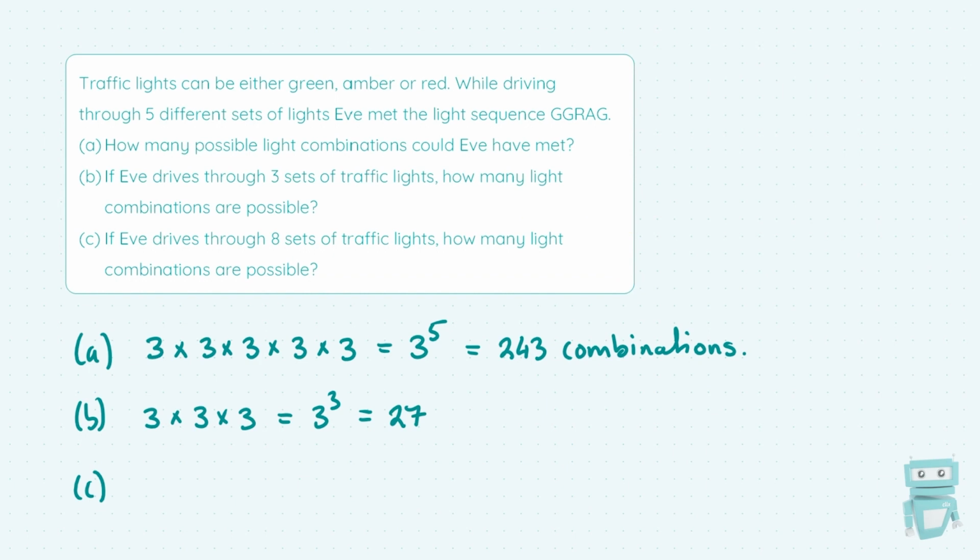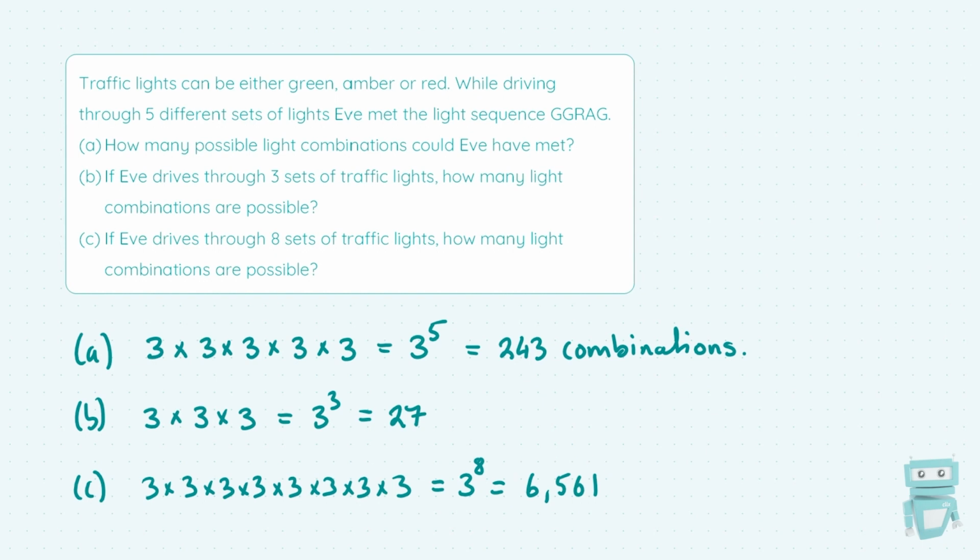And moving on to part C, I'm told if Eve drives through 8 sets of traffic lights, how many light combinations are possible? So what I'll be doing is I'll be multiplying 3 by itself 8 times here. Why 8 times? There's 8 events, there's 8 sets of lights, each with 3 possible colours. And in my calculator, I'll simply throw that in as 3 to the power of 8, which gives me a whopping 6,561 possible light combinations through those 8 sets of lights.